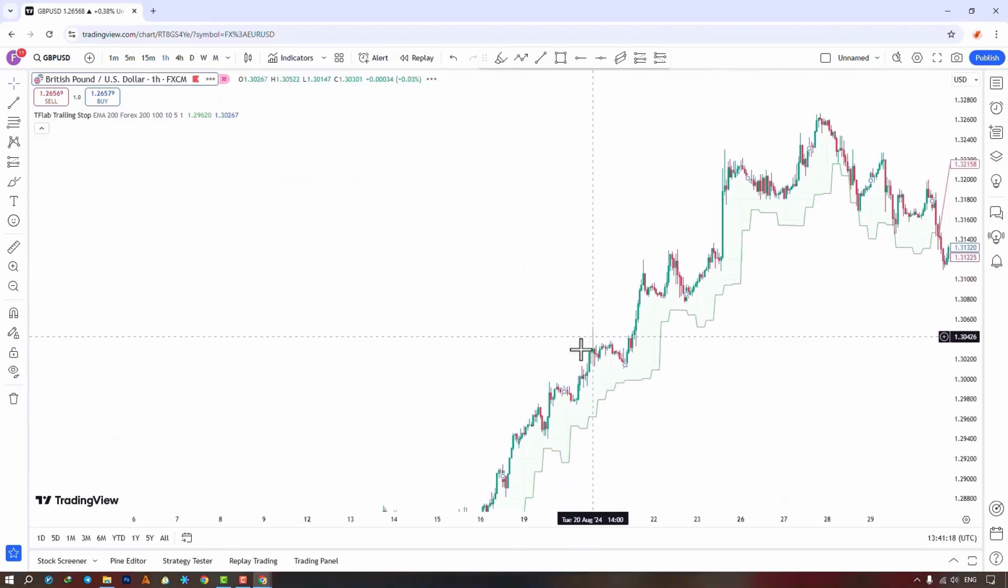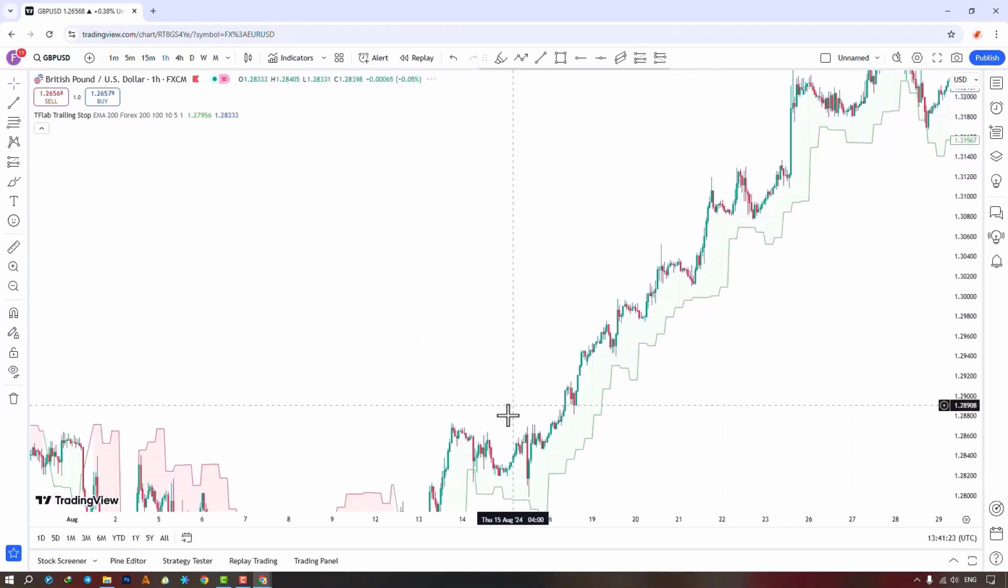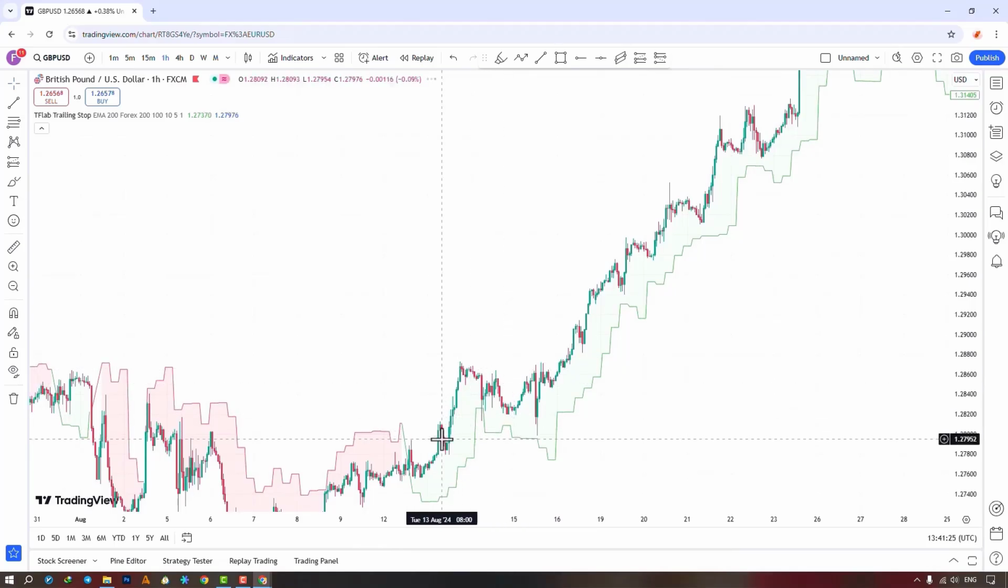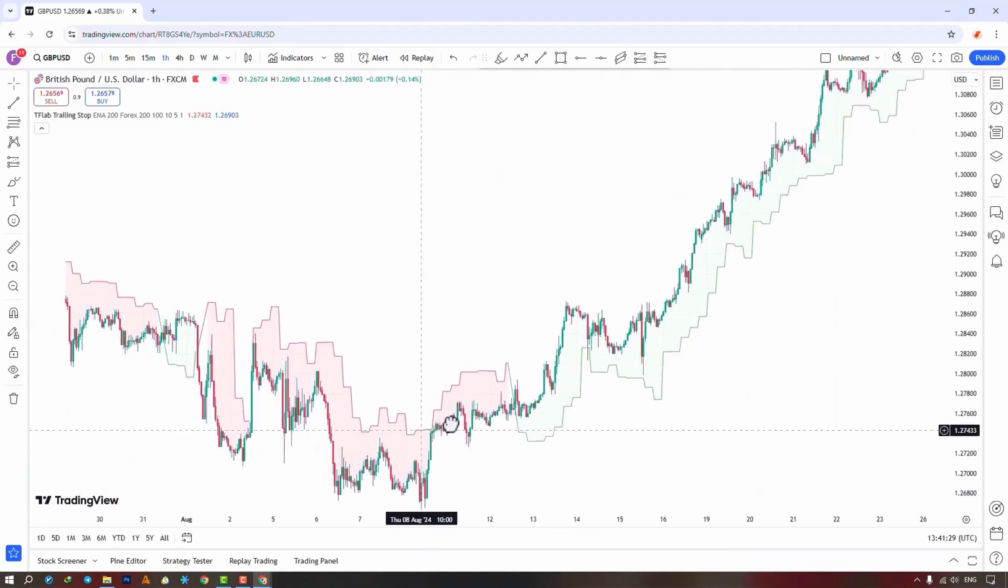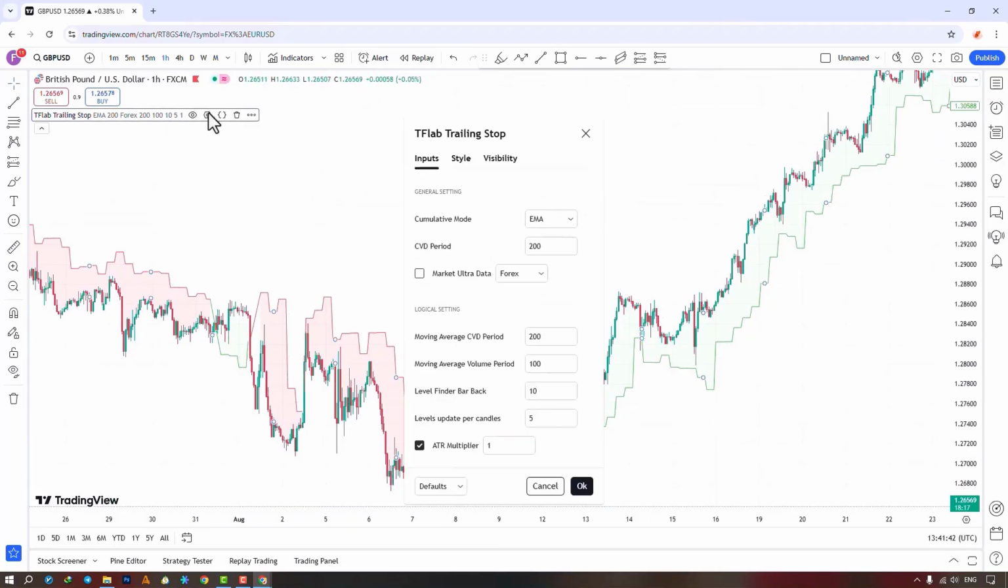The first setting is Commodity Volume Delta, which can be EMA or the default projection mode. Selecting EMA mode averages CVD to display the trend. Periodic mode calculates market volume.